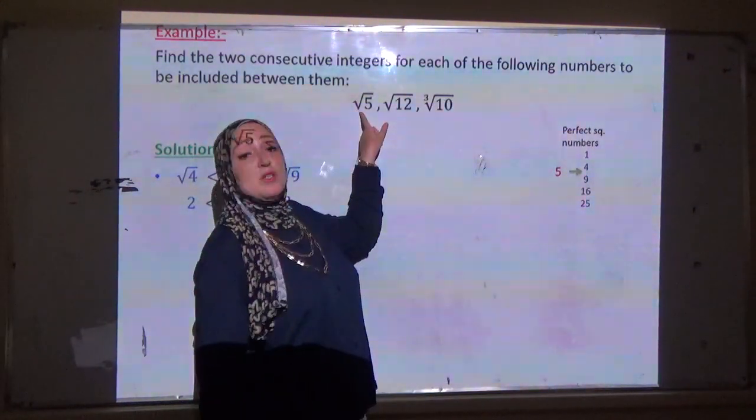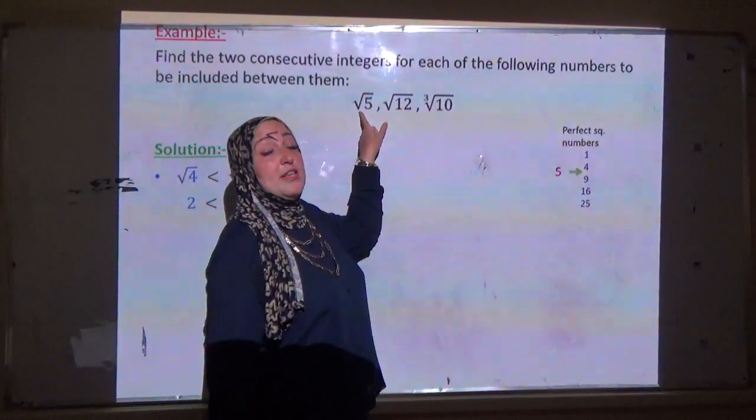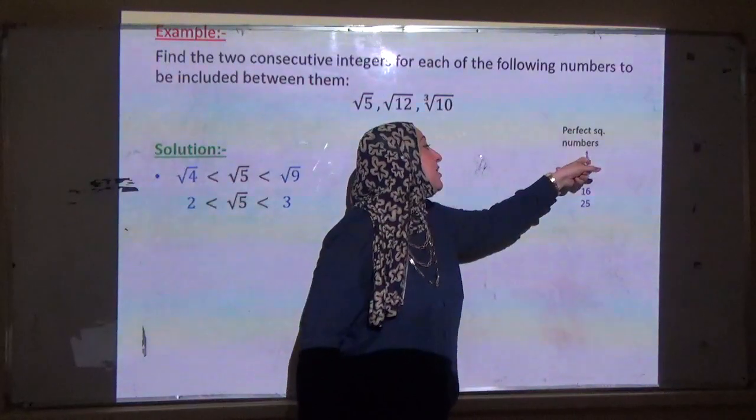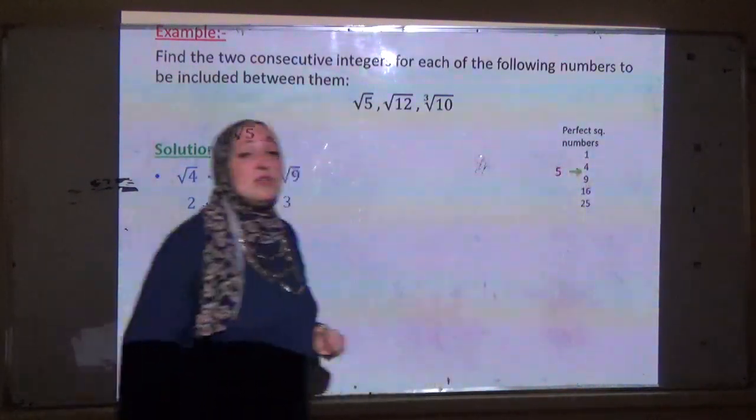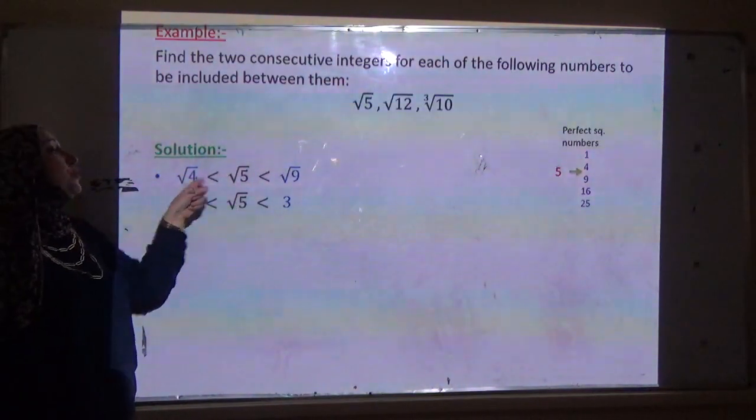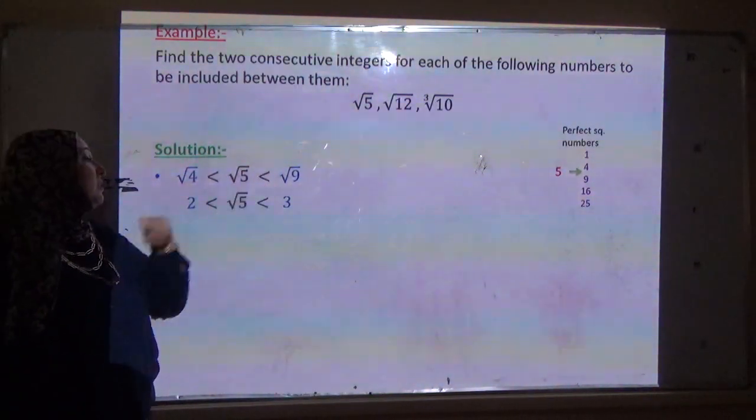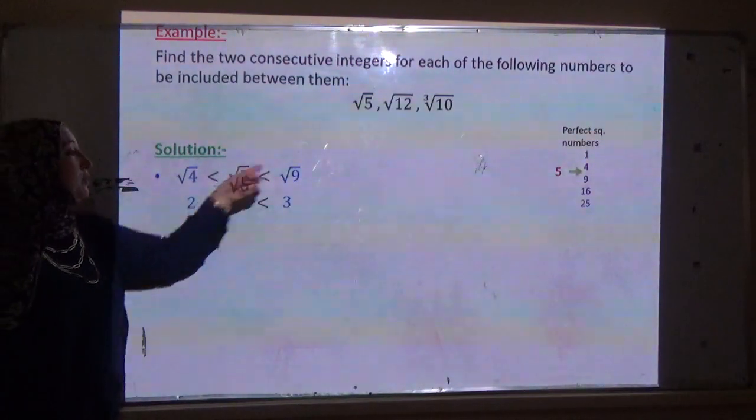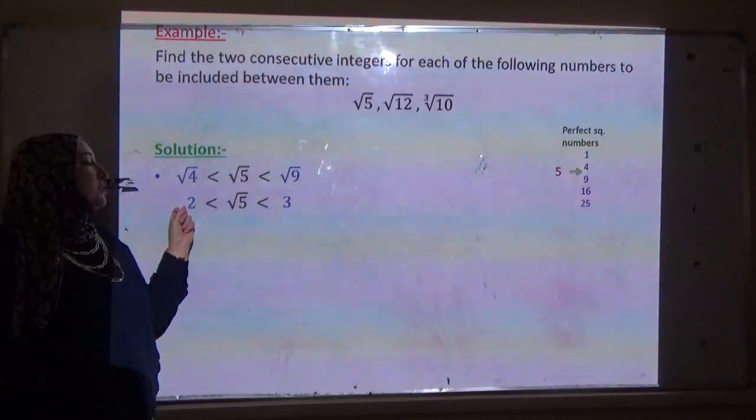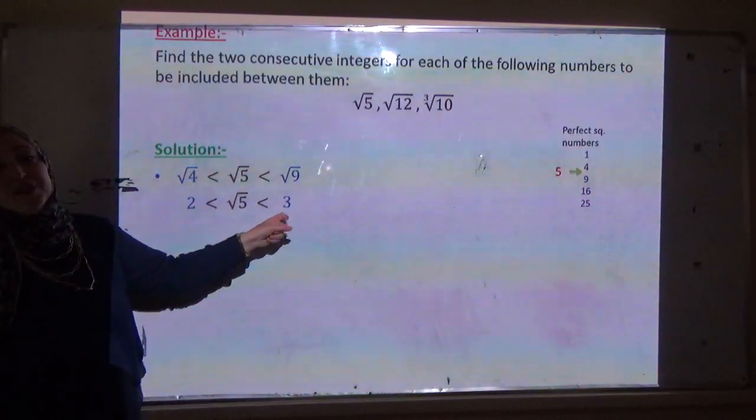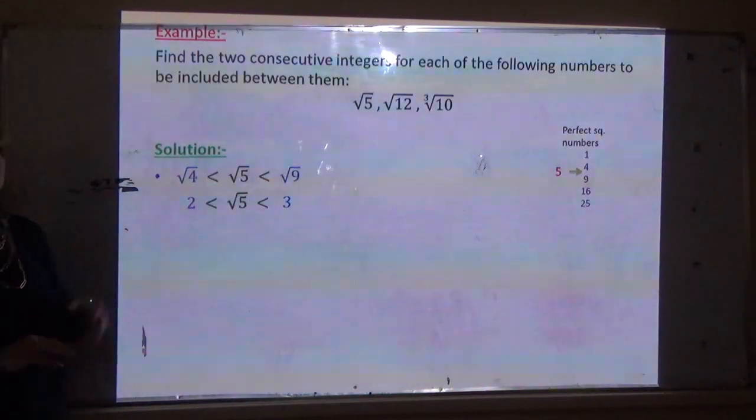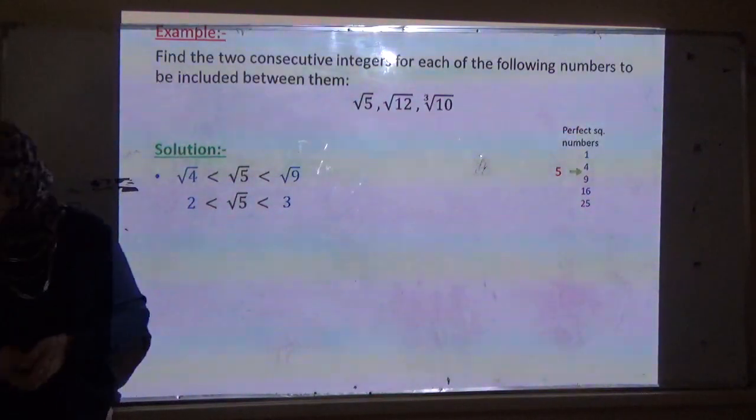Since he asked about root 5, we take the square root of each number. Then root 5 lies between root 4 and root 9. Root 5 is more than root 4 and less than root 9. Root 4 equals 2 and root 9 equals 3. Then root 5 is more than 2 and less than 3. Then the consecutive integers that include root 5 between them are 2 and 3.